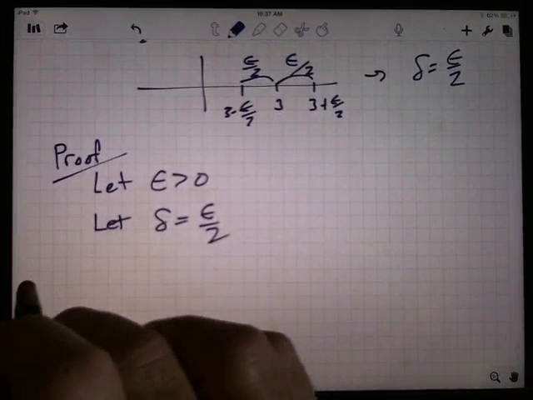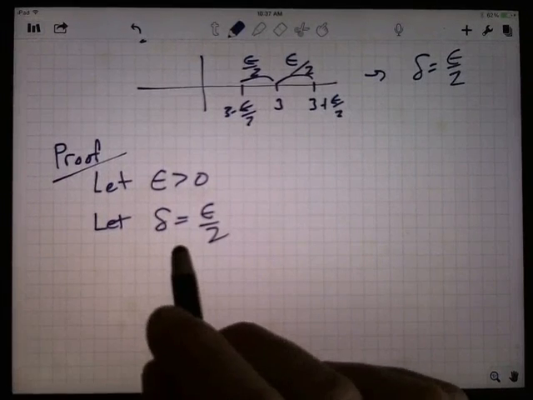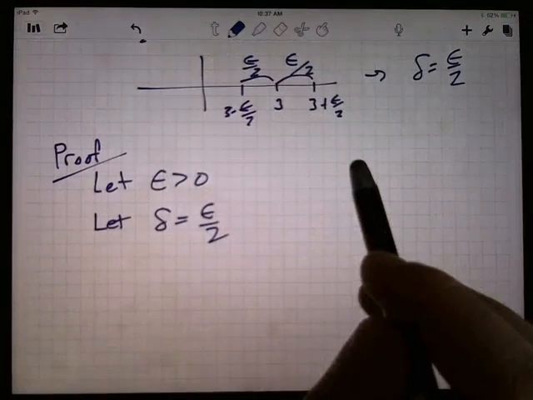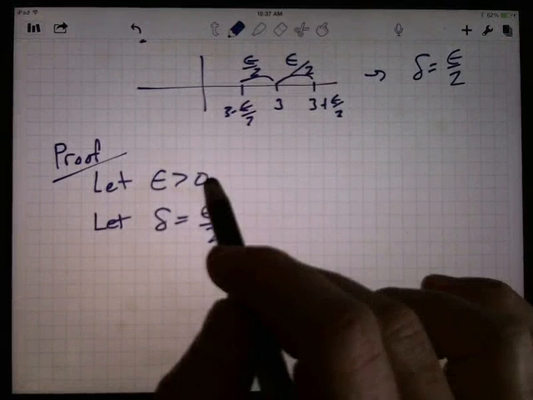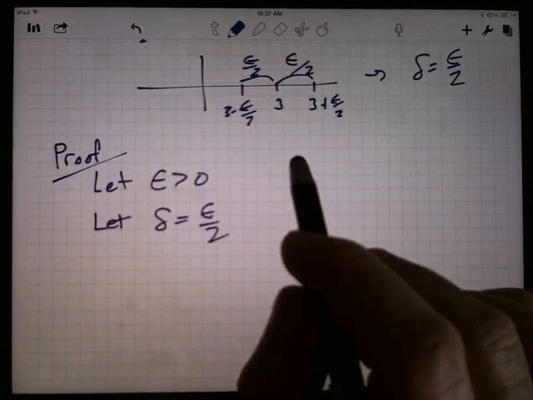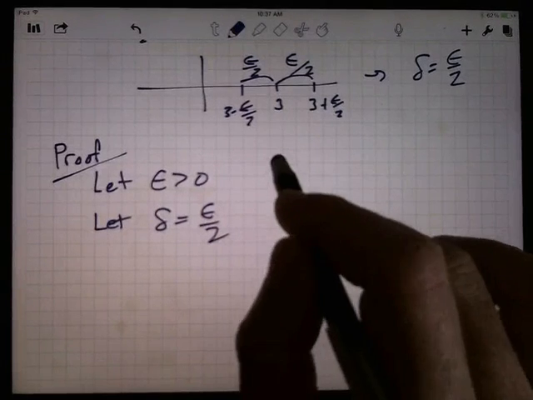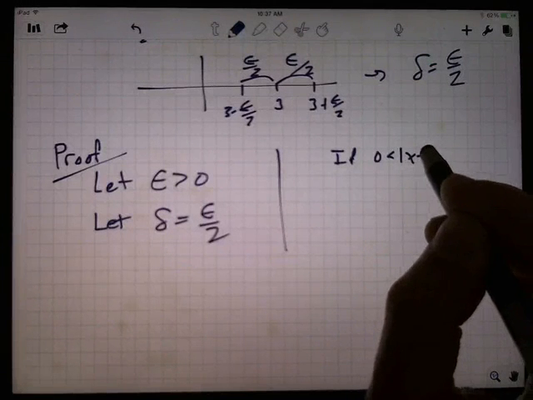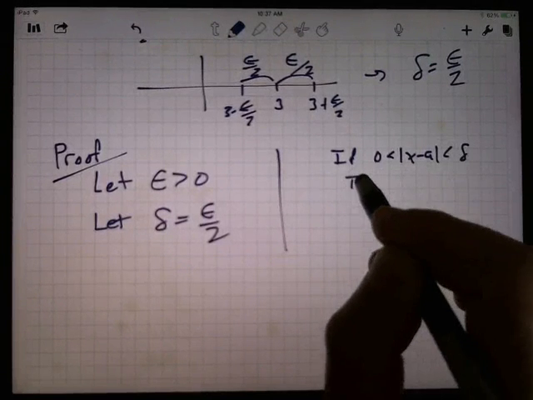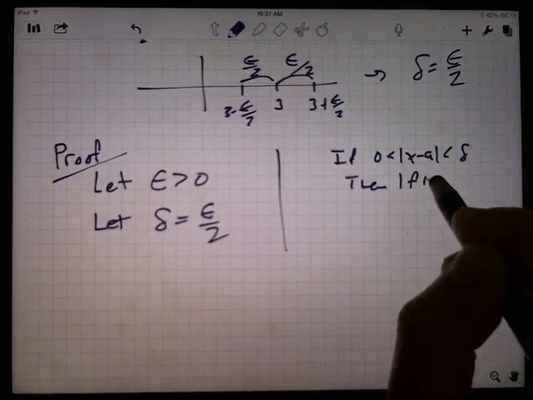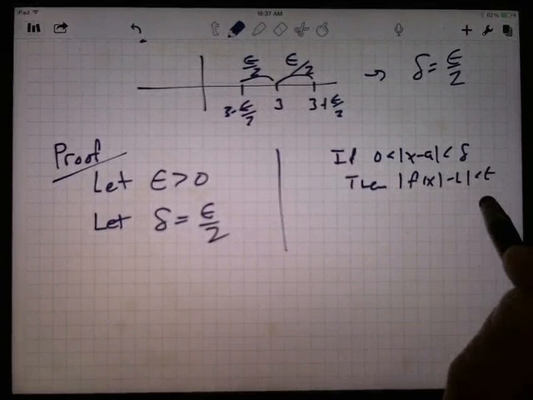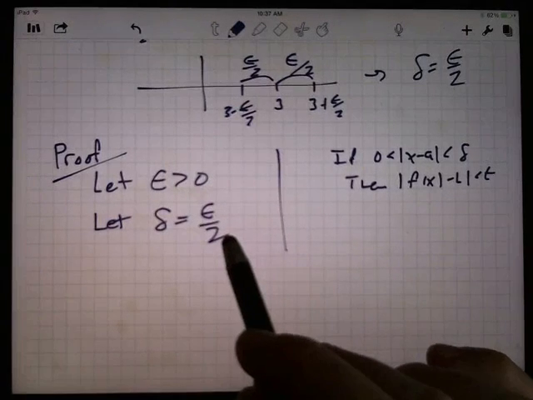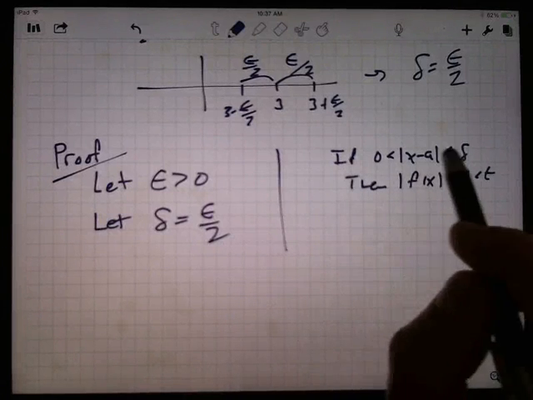What do I need to show about delta? I need to show that if x is in this range, then f of x will be close to L. How close to L? Well, no more than epsilon. So there's an if-then statement in that definition. The definition says if 0 is less than the absolute value of x minus a is less than delta, then the absolute value of f of x minus L is less than epsilon. So I need to show that this if-then statement is true. You've given me an epsilon. I've said here's the delta. I need to show that for this delta, this statement is true.